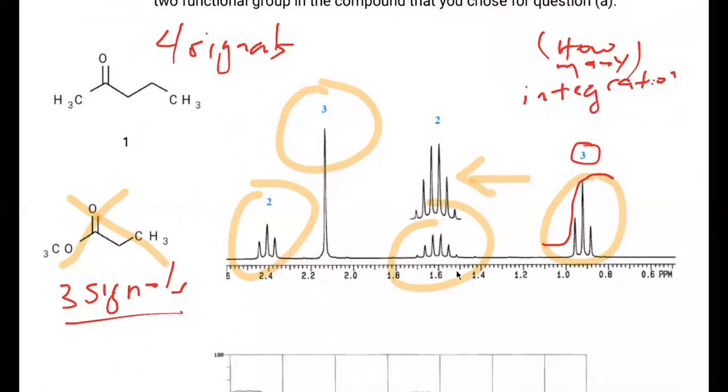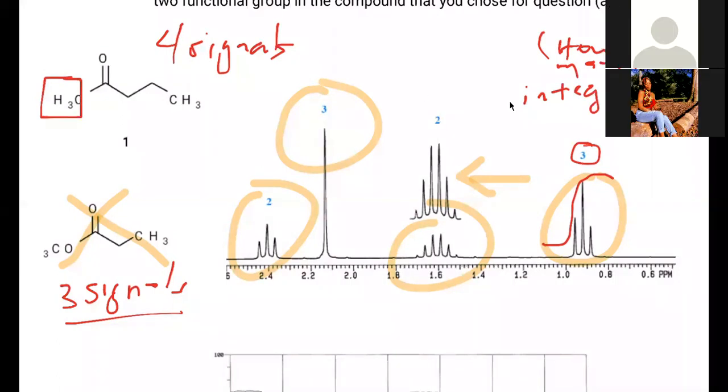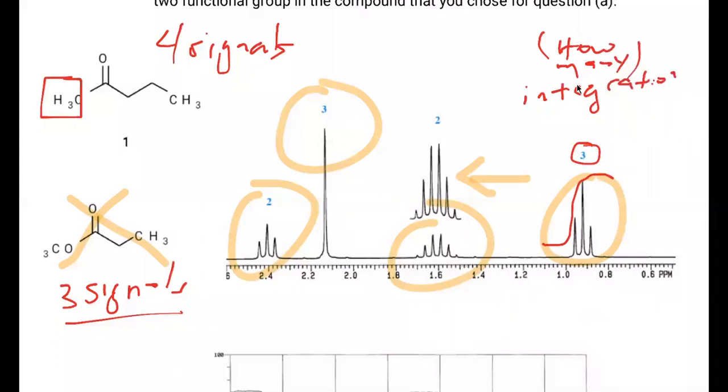All right. So look at number one. We said it's 4 signals. So now let's match the signals up. What about this CH3 right here? Where do you think that's going to fall, and what would be the splitting pattern? I would think it's the tall single one, the singlet at 2.1, something like that. Why do you think it's a singlet? Because it doesn't have any neighbors.